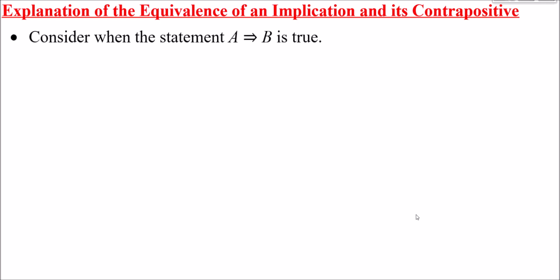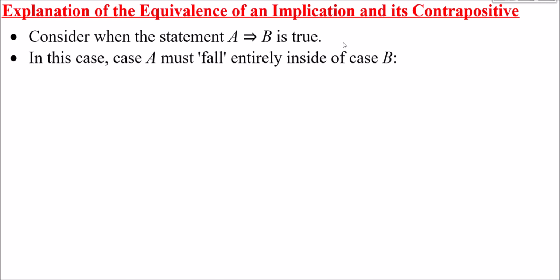So how to explain the equivalence of an implication and its contrapositive? We're going to appeal to some old-fashioned Venn diagram types. So consider the case when the statement that A implies B is true. If that is the case, then A must fall entirely inside of B. And I'll illustrate this using a type of Venn diagram.